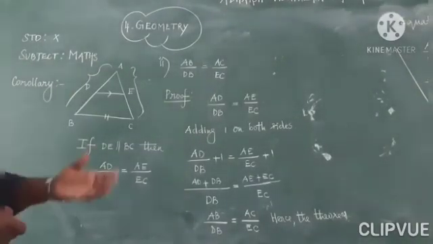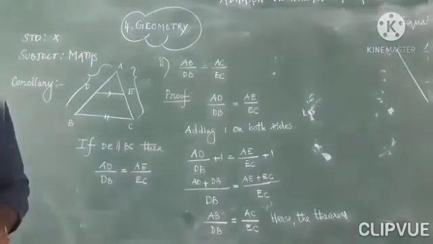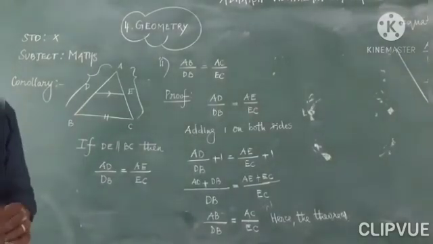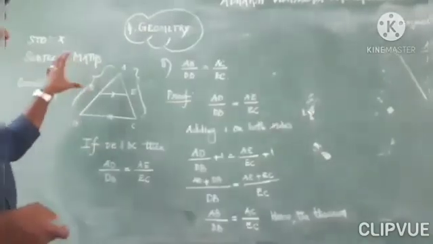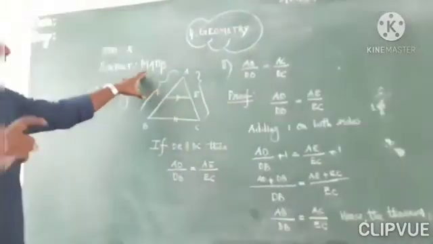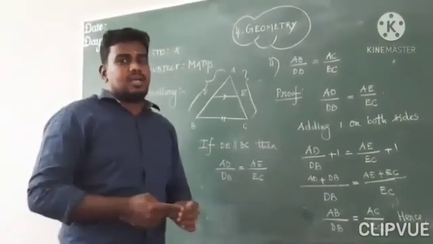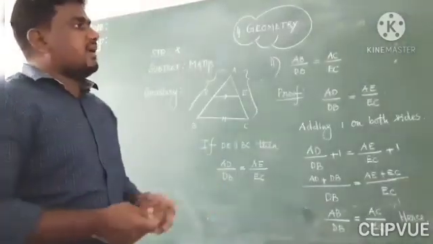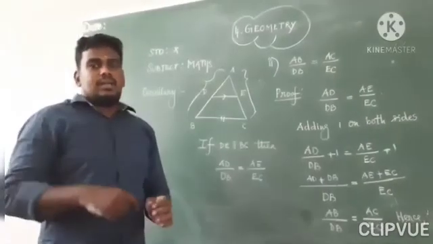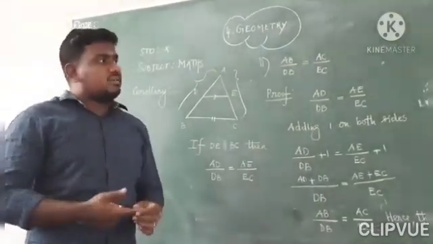Thank you. In the next class we will solve problems related to the basic proportionality theorem. Learn both theorems. Theorem number 1 is the main theorem. Theorem number 2 is the converse of the basic proportionality theorem. Learn the two theorems thoroughly and better write them 2 or 3 times. In the next video we will solve the problems.